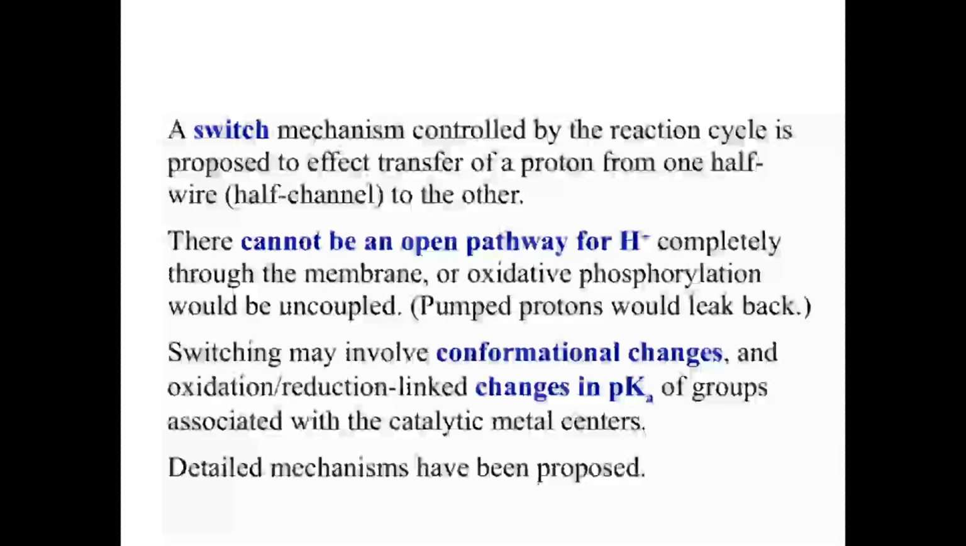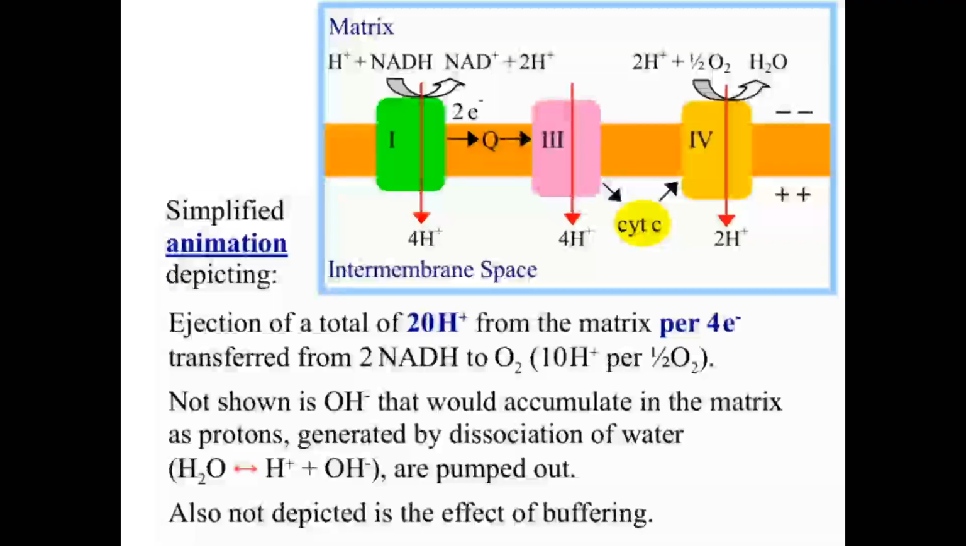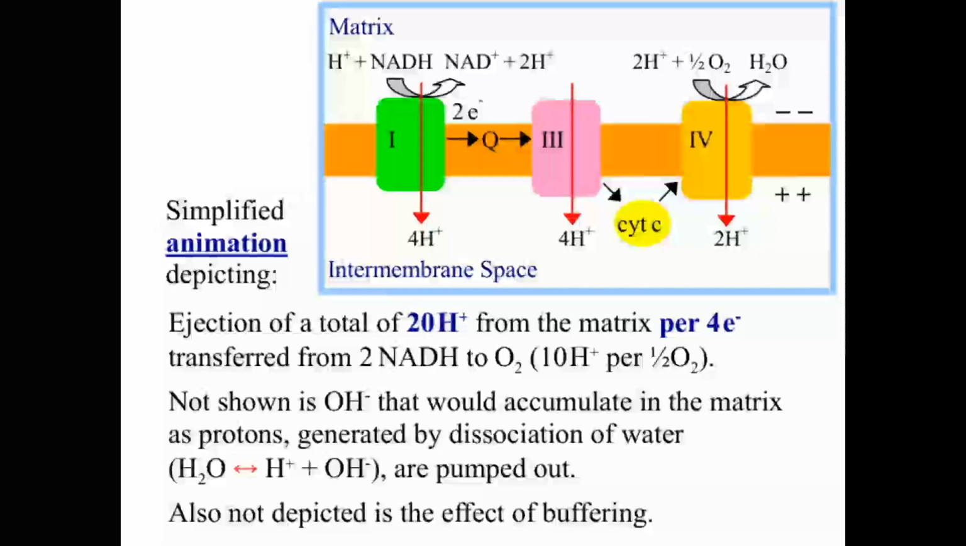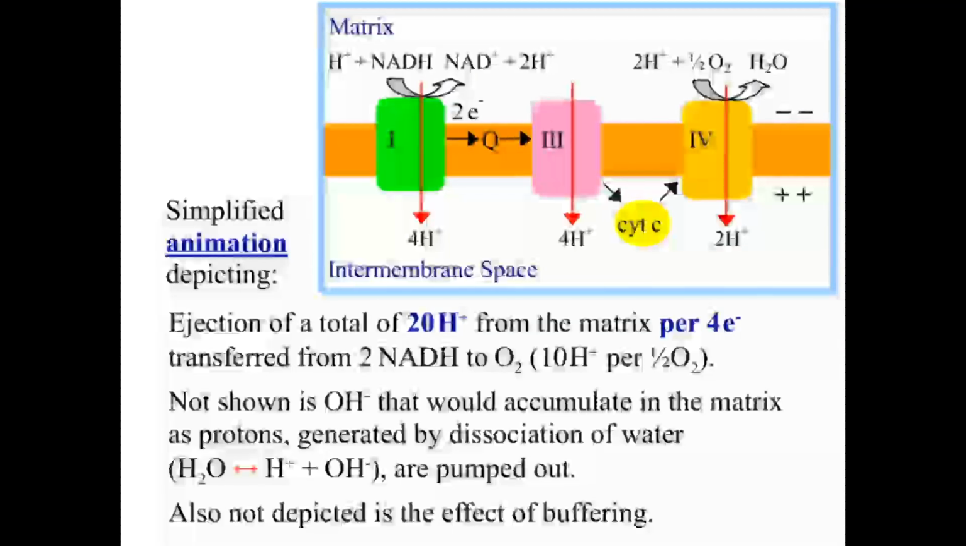Alright, so in this slide, we're looking at a simplified animation that shows how protons are ejected from the mitochondrial matrix during electron transport. Specifically, for every 4 electrons transferred from 2 NADH molecules to oxygen, about 20 H+ ions are pumped out. That equates to roughly 10 H+ ions for every half O2 molecule reduced, which is a key part of how the mitochondria generate a proton gradient. Now, what's important here is that this proton pumping creates an electrochemical gradient, which is essential for ATP synthesis.